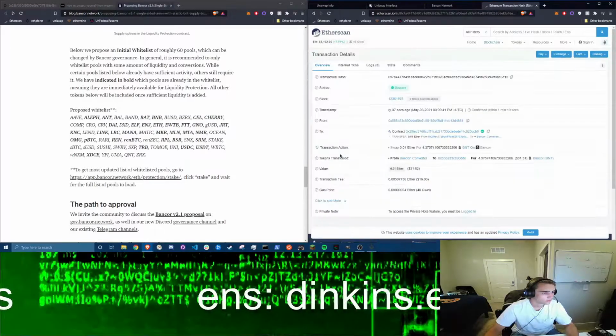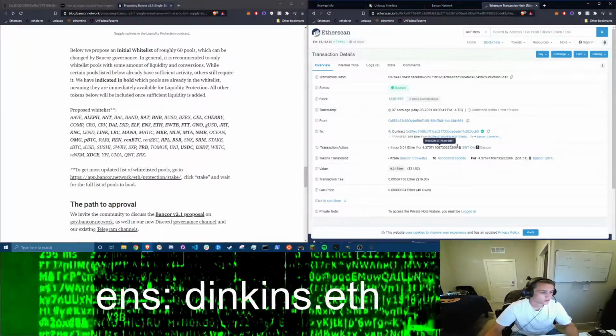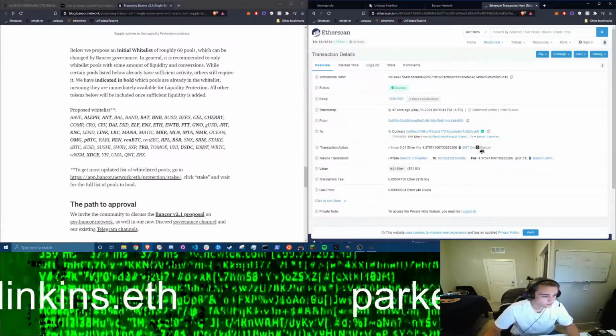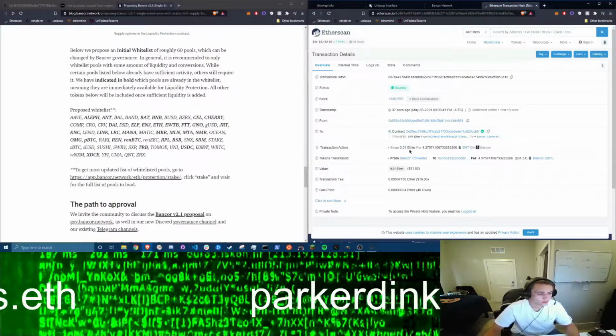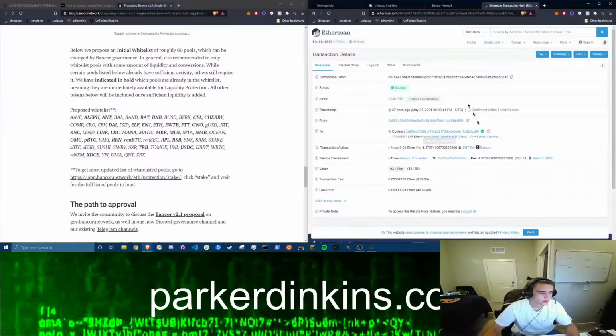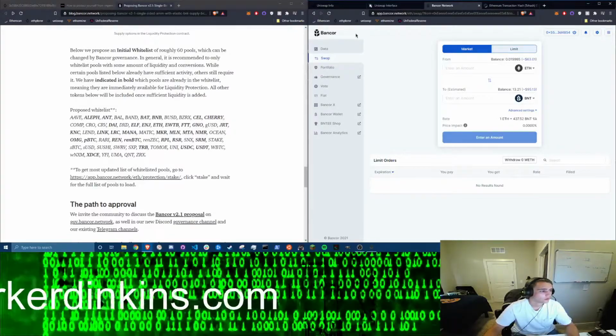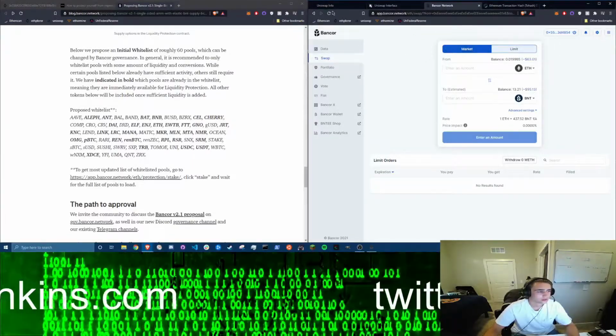This one. Oh, it showed up the same thing as well. Okay, yeah. On Bancor. Sweet. So I used Bancor to trade a little bit of ETH for some more BNT. And now what I wanted to do was stake this.